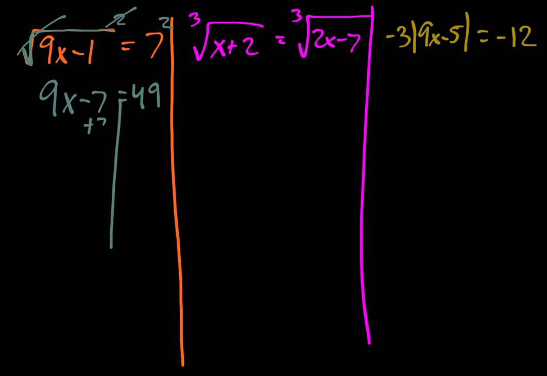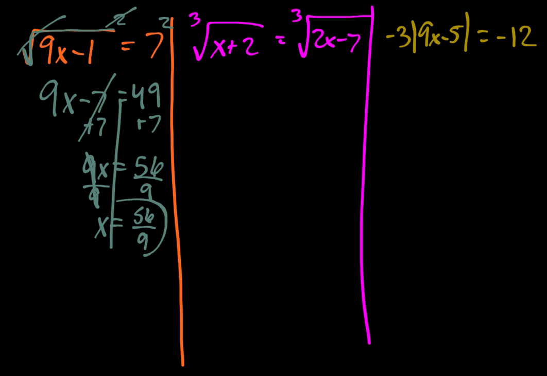So we add 7. So 9x equals, oh my goodness, 56. And then divide by 9. So x equals whatever 56 divided by 9 is. I have no idea. I'm going to put 56 over 9. I don't think you can simplify that, but maybe you can.